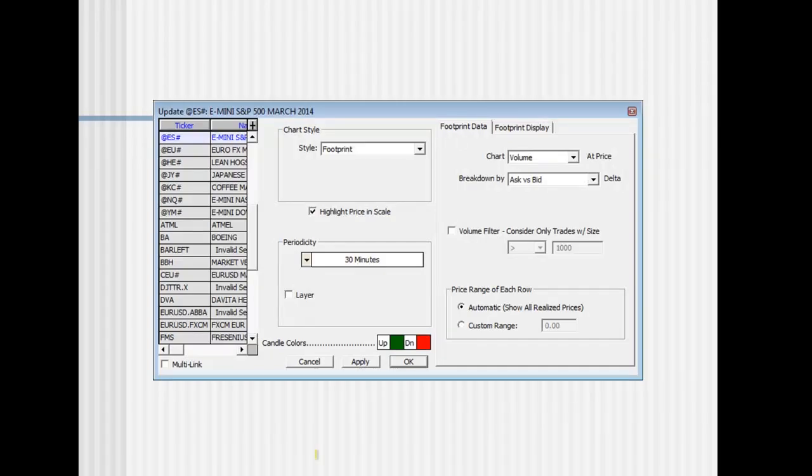This is an important form to be familiar with, because it gives you an opportunity to adjust and customize the footprint that you are going to use. And it gives you many different options. For instance, you can show volume at price, you can show time at price, you can show ticks or trades at price, you can break down by bid and ask. It gives you a number of different options, and if you have market delta, I encourage you to experiment and take a look at some of those options.